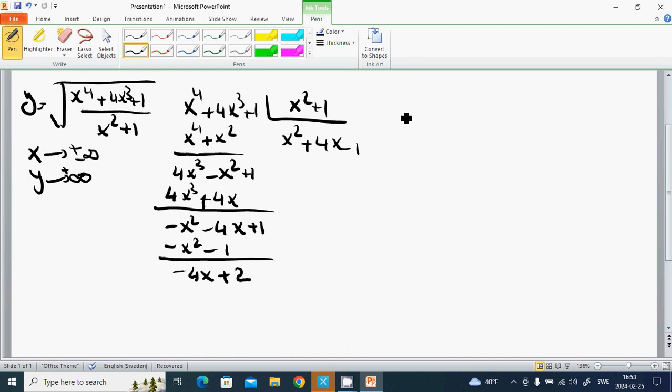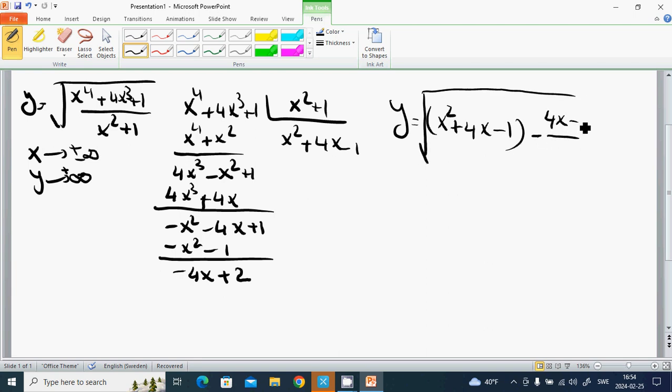Then y equals x squared plus 4x minus 1 minus 4x minus 2 divided by x squared plus 1. X goes to plus minus infinity. This goes to 0, but this one corresponds to plus minus x plus 2.